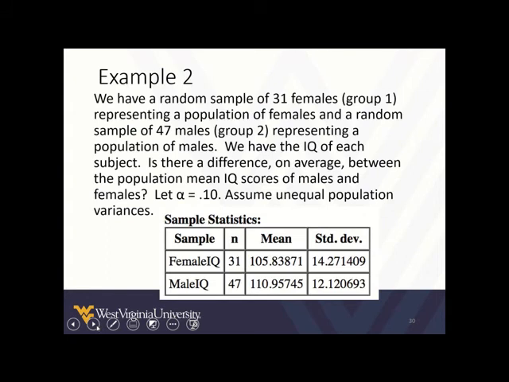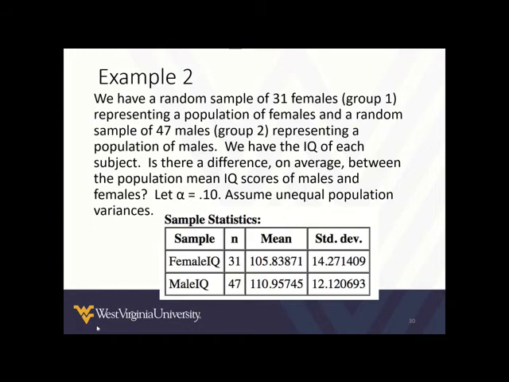We have a random sample of 31 females representing a population of females, and a random sample of 47 males, group two, representing a population of males. We have the IQ of each subject. Is there a difference on average between the population mean IQ scores of males and females? Let alpha be 10%, and in this case, we will assume unequal population variances.